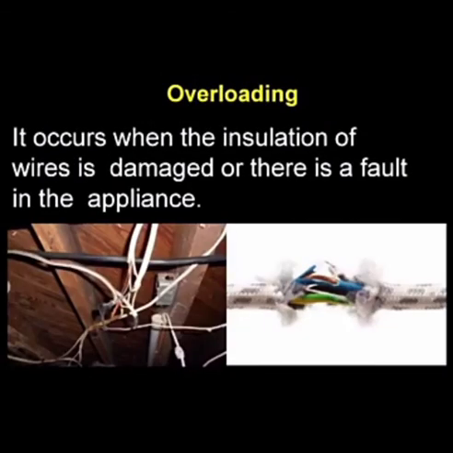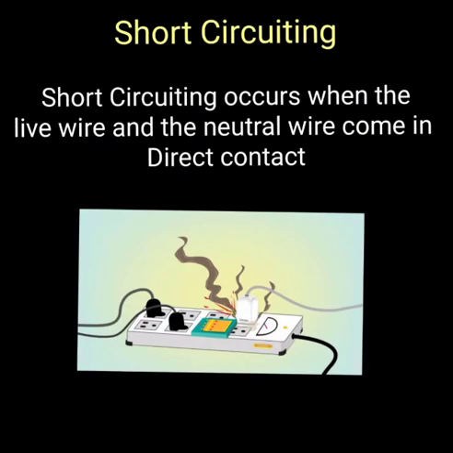Overloading. It occurs when the insulation of wires is damaged or there is a fault in the appliances. Short circuiting. Short circuiting occurs when the live wire and the neutral wire come in direct contact.